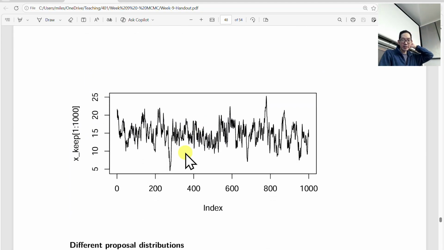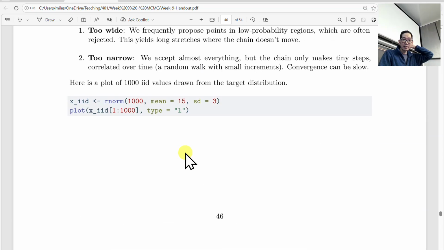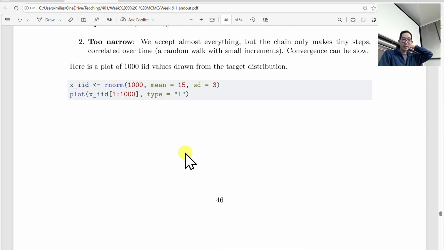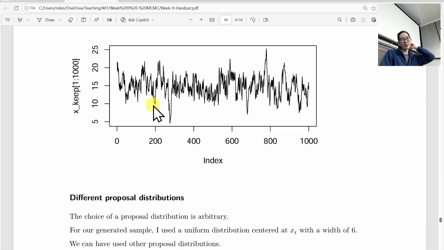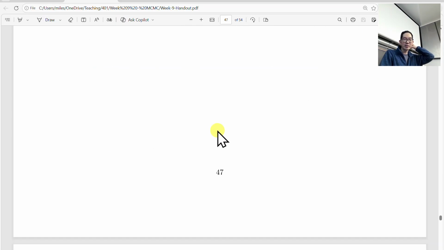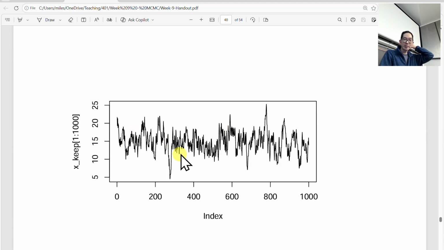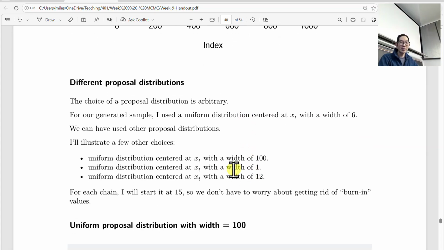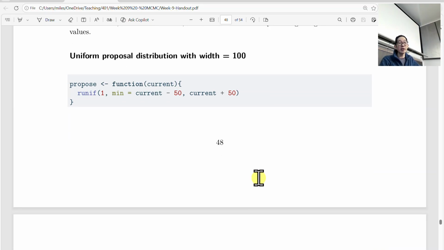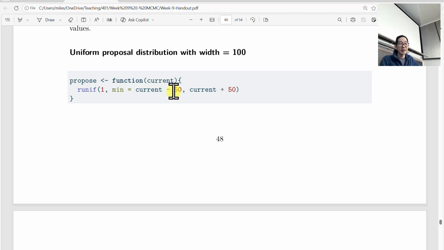So if I look at my entire chain, it's not perfect. It's not quite IID, but it's not terrible either. We can see most of the values are around 15, give or take a few. I'm going to try a few things: let's propose something plus or minus 100, plus or minus 1, plus or minus 12. With a width of 100, I'm going to take my current value plus or minus 50, I guess.